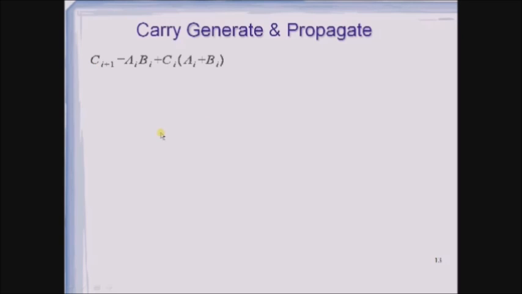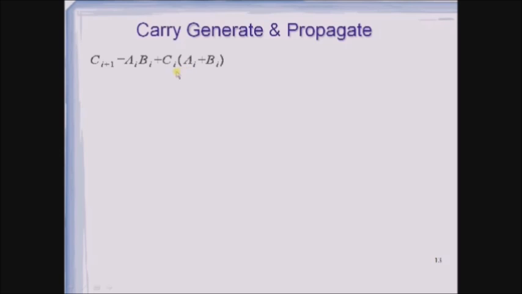Here, starting would be the 0th stage, and ending would be the n minus 1 stage. So if I substitute i equals 0, then C1, the carry in for the first stage, depends on the A and B inputs as well as the carry in of the 0th stage. Now this AND term is generating a carry and this OR term is propagating the carry.